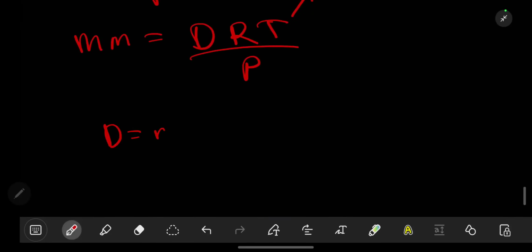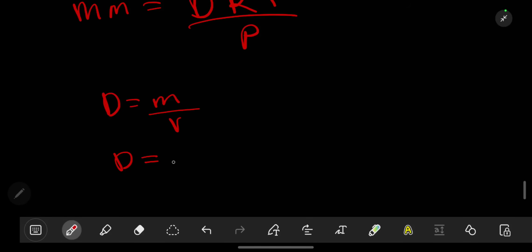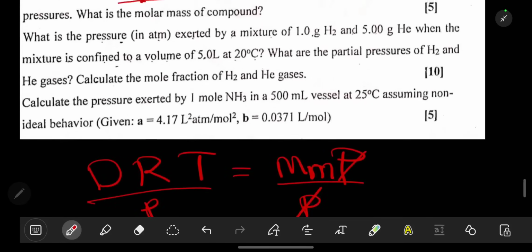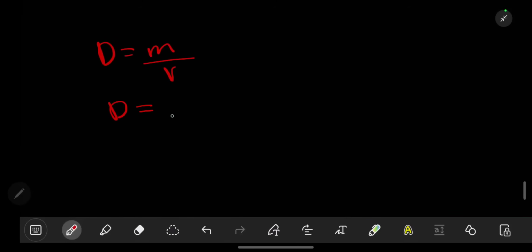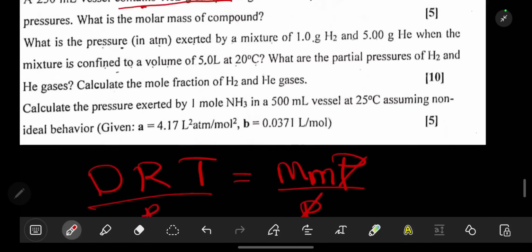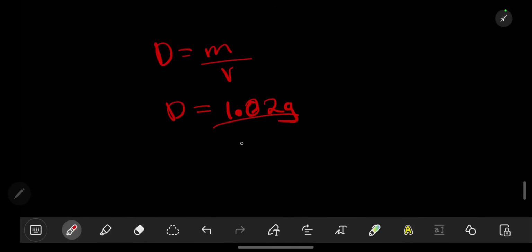So density, we know that it's mass over volume. So density will be equal to our mass, according to what we have been given, which is 1.02 grams, over the volume. The volume is equivalent to 250 milliliters. So where there is the milli, you can put 250, not 550. We have 250.